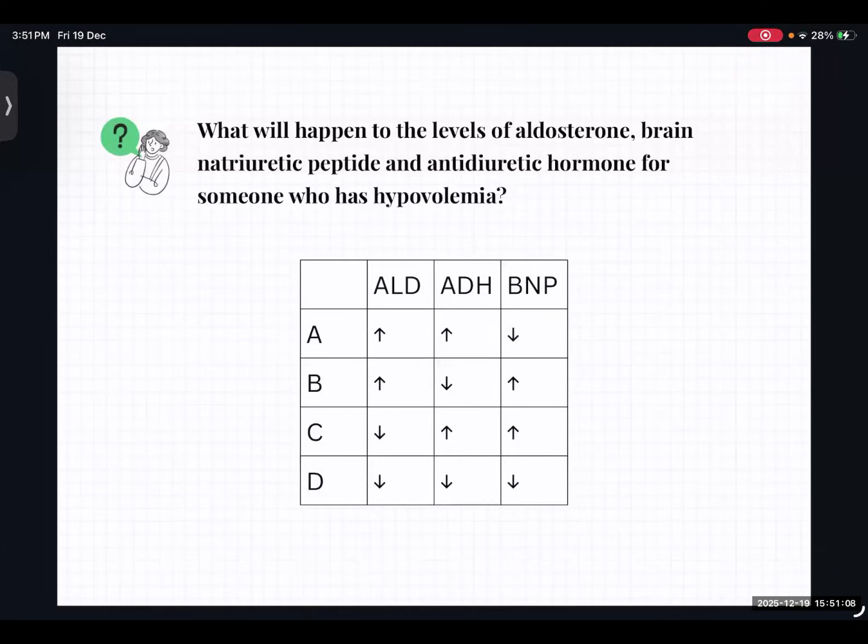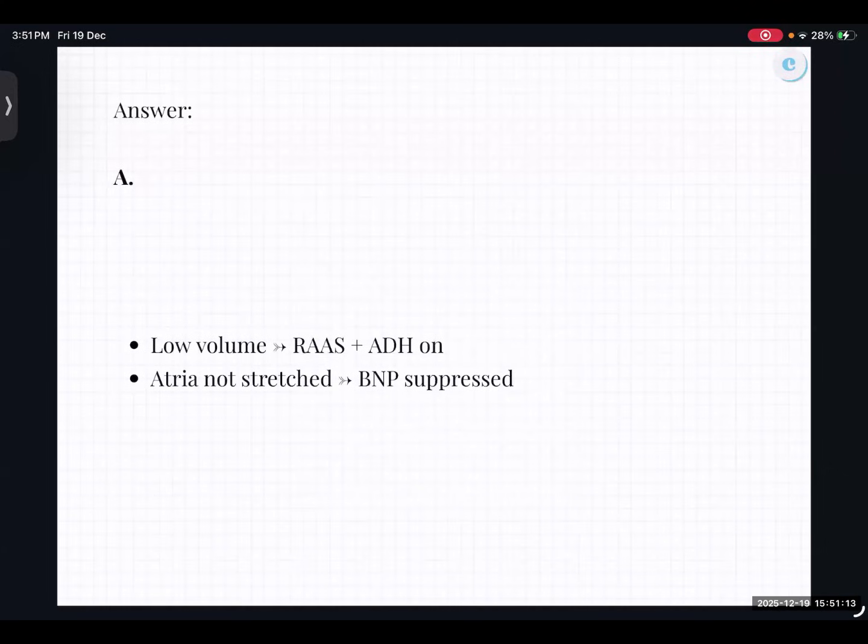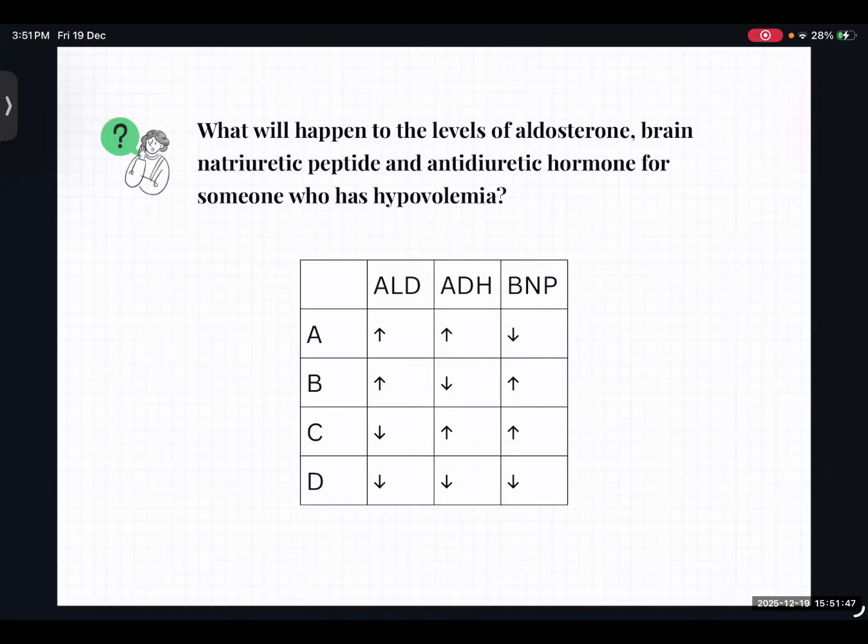Why is BNP not elevated? Brain natriuretic peptide is something that is released when the atria of the heart are stretched. Normally we think the atria are stretched, we have high blood pressure or high blood flow, and so the brain natriuretic peptide acts to decrease blood pressure. That is why it's suppressed here, because actually the opposite is happening.